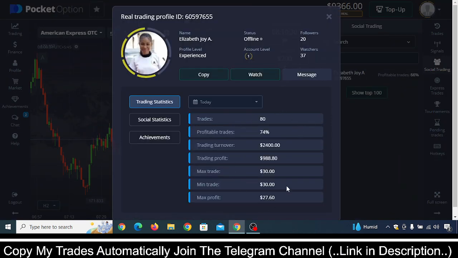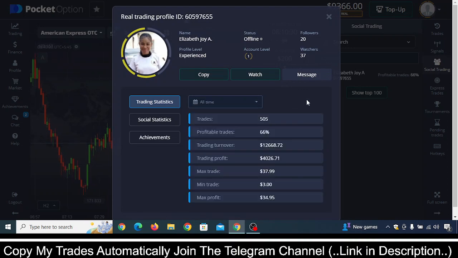So here you can see the trading status of today. Okay, and if you click on yesterday, you can see the trading status of yesterday. So let's see today. Max trade amount is $30, minimum trade amount is $30. So this kind of account is perfect to copy trade. Okay, if you find this kind of account, you can copy that account, and if it is making profit in all time also.